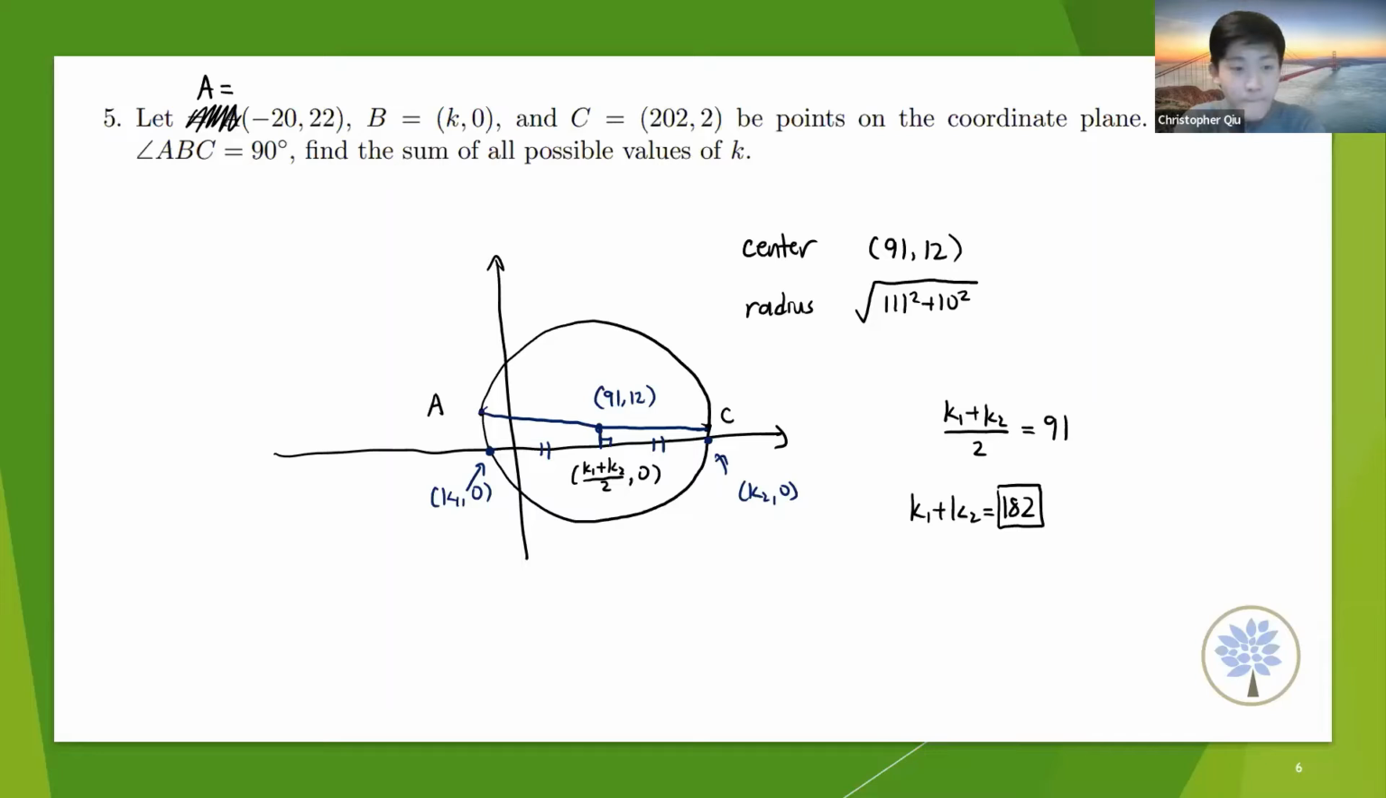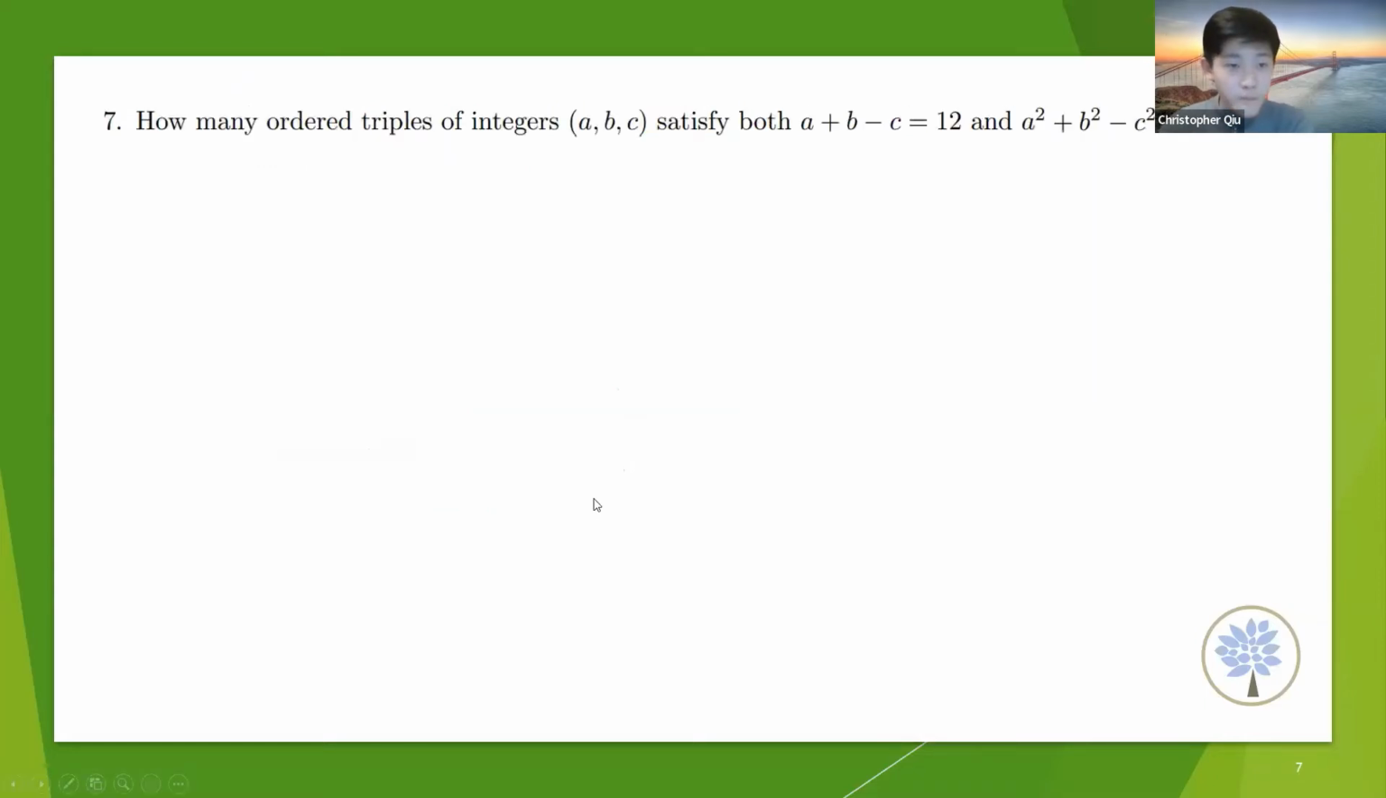Are there any questions? If not, we can move on to problem 7. All right, there seems to be no questions. I haven't got any yet. So let's move on to the next problem.